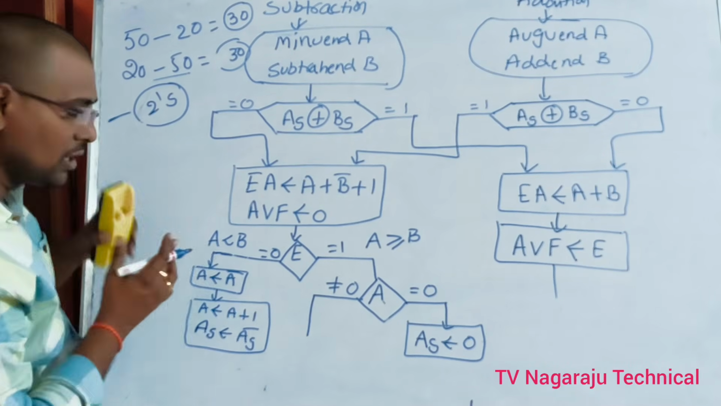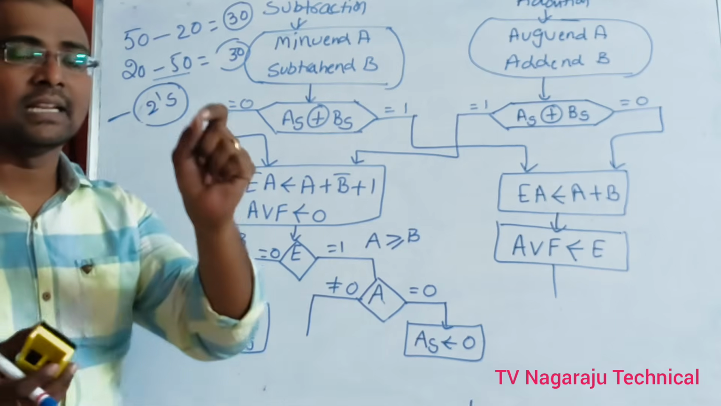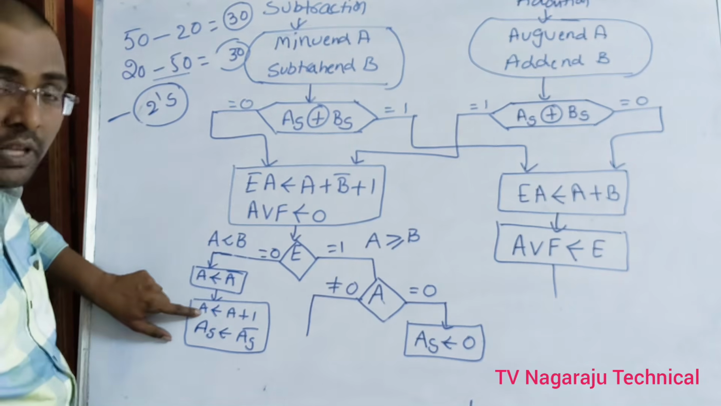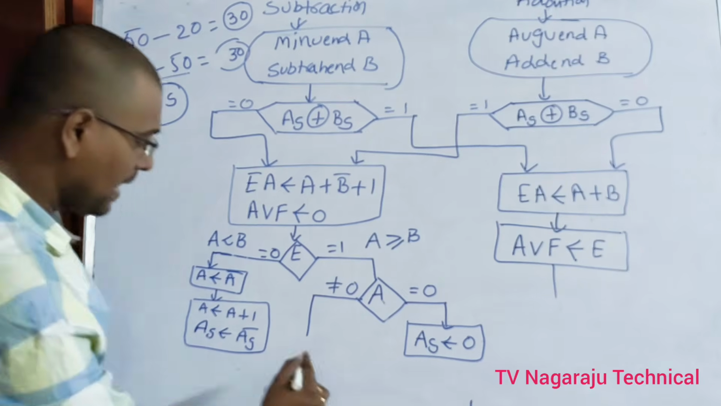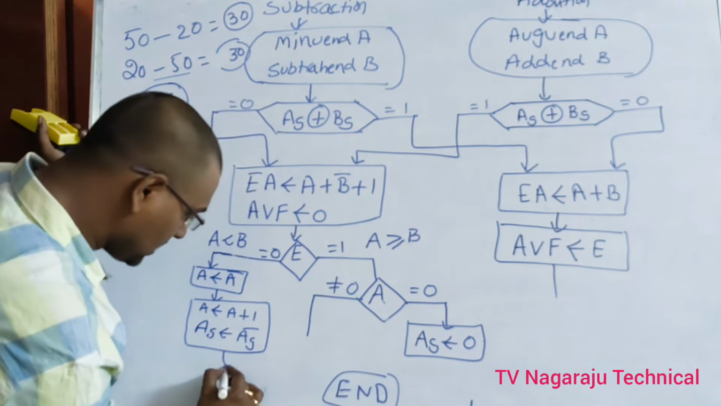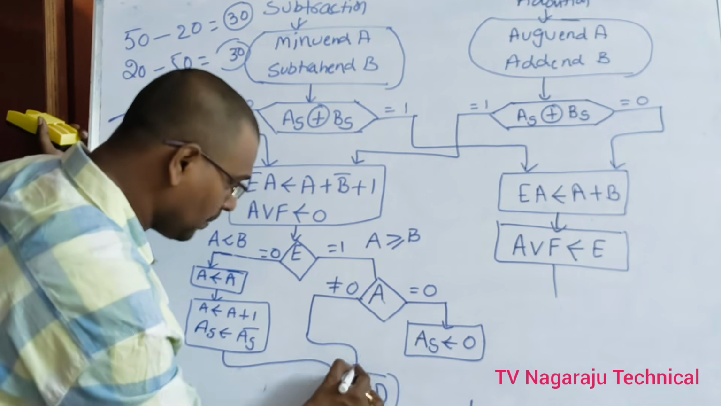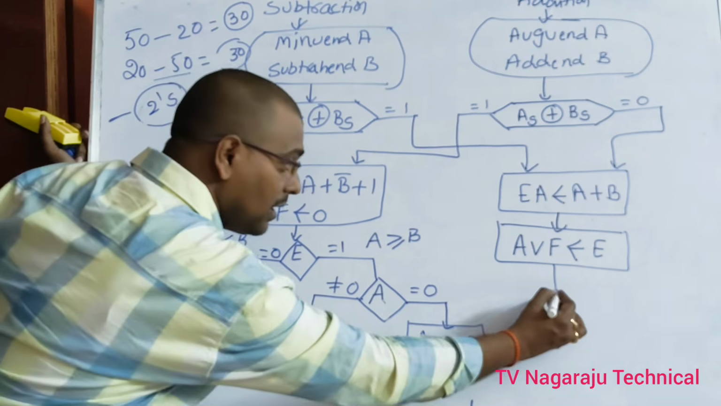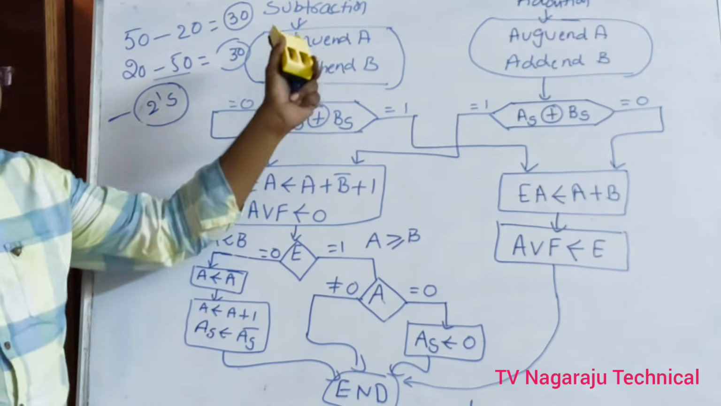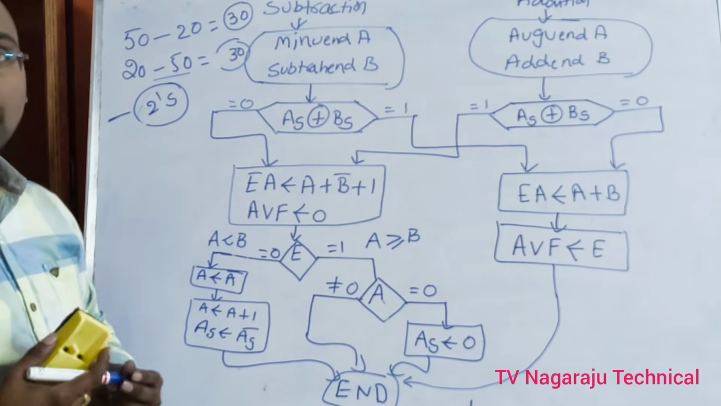Clear? So if there is no carry, the result is in the 2's complement form. So take the 2's complement of the result and change the sign. And finally, this is the end of the operation. What are the cases? From this we are ending, from this we are ending, from this and this one. These are the cases where we are performing the addition and subtraction operations.